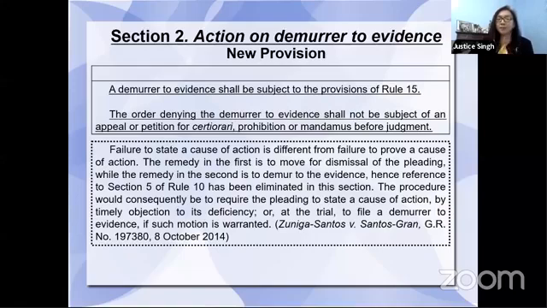So a dismissal on ground of lack of cause of action is a dismissal under demurrer to evidence, under Rule 33. So you can only file it by way of an application with the court, a motion, no, after the plaintiff has completed his or her evidence presentation. And if the court grants it, then it is a dismissal on the merits. It's like a judgment on the merits, no? So yun po yung distinctions of failure to state a cause of action and lack of cause of action.